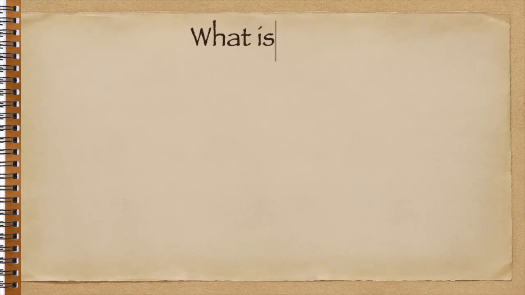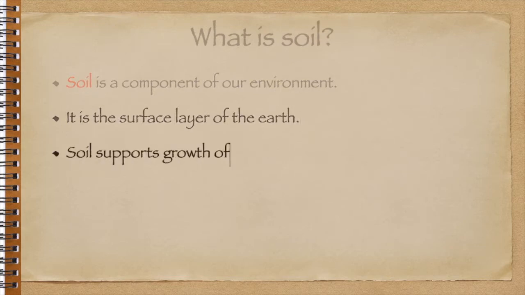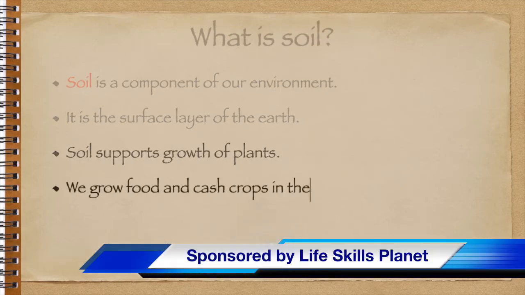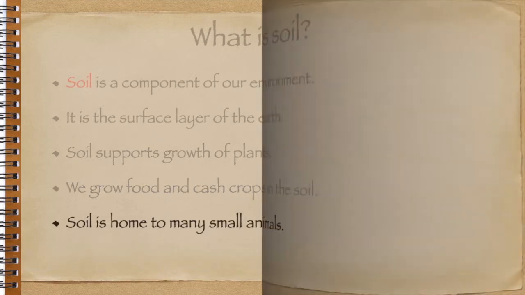What is soil? Soil is a component of our environment. It is the surface layer of the earth. Soil supports growth of plants. We grow food and cash crops in the soil. Soil is home to many small animals.